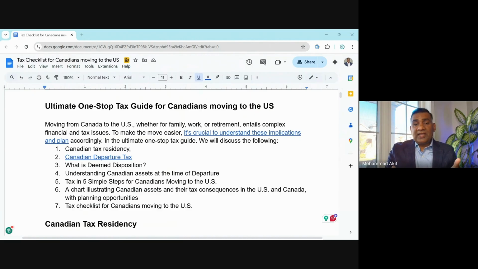So this one-stop tax guide for Canadians moving to the US is a one-stop shop where we talk about how things will be on the Canadian side when you move, how things will be on the US side when you move. That includes reporting forms. And then what can you do to simplify your reporting? Right, so this is the summary of what we will be discussing today, and there's a lot more. I'll try to cover as much as possible in this video, but if I don't cover any topic that is relevant to you, shoot us an email, info@akifcpa.com, and we can definitely help you. All right, so let's get started.